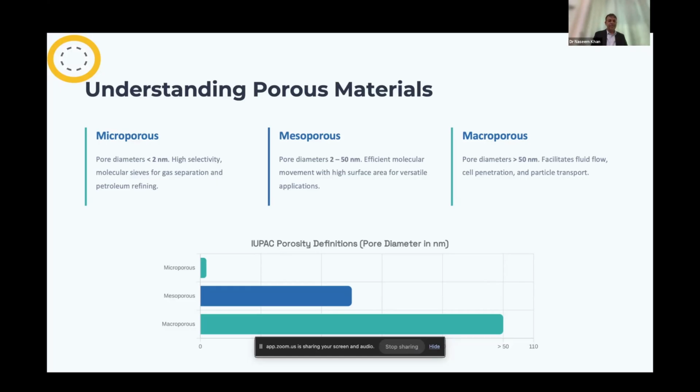So this is the reason for the tunable pore size, I mean the pore diameter, which we have put in from 2 to 50.